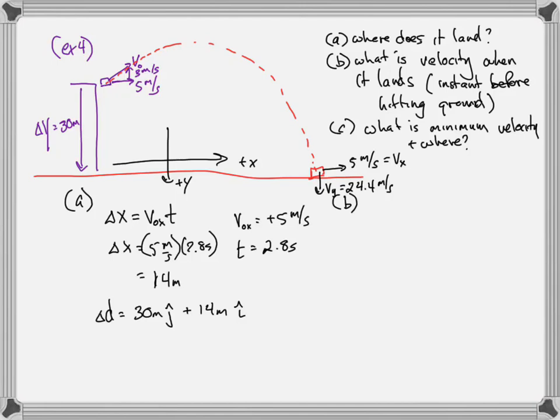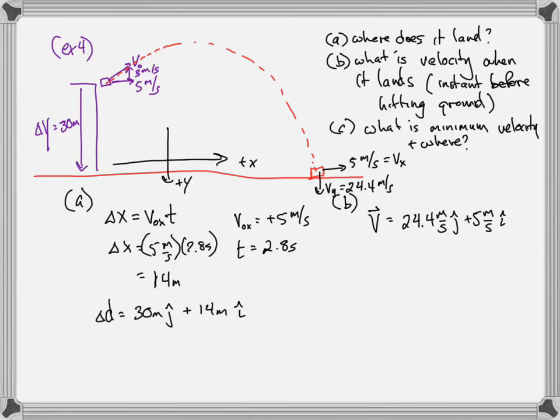So the velocity just before it lands, v, is equal to 24.4 meters per second in the y direction plus 5 meters per second in the x direction.